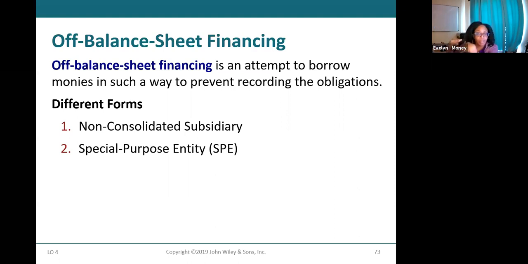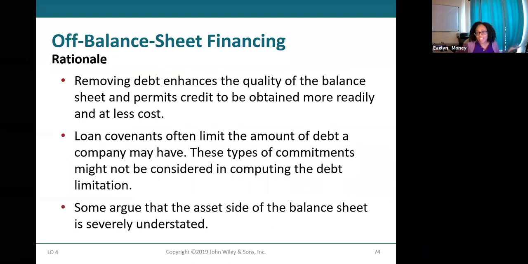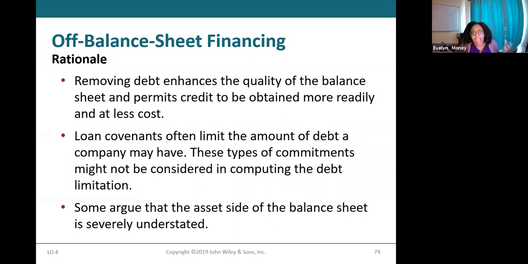So off balance sheet financing is a good way to borrow money without having to show the debt on your financial statements. But you just need to disclose it in the notes to the financial statements. You have to disclose that you have all of these arrangements. And here's the rationale. Here's why I say it's a good way to do it.